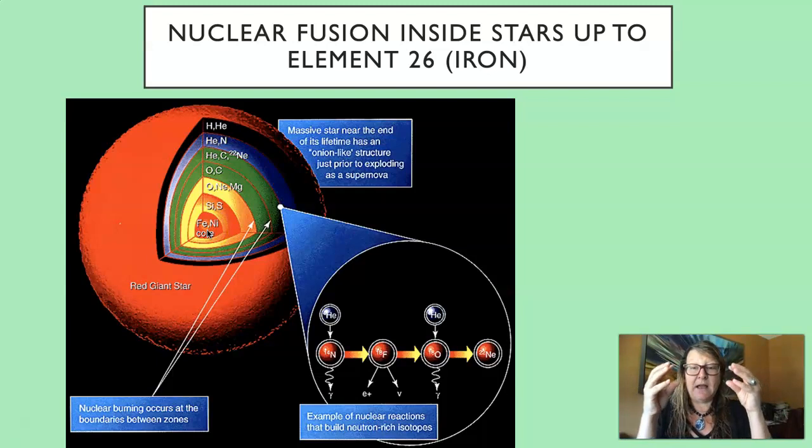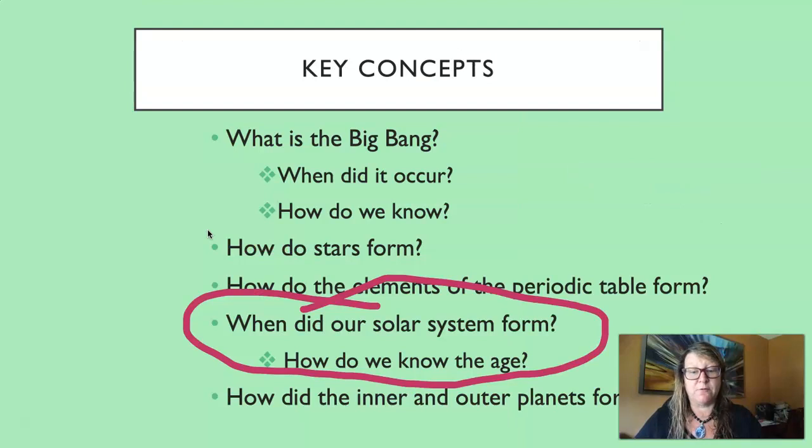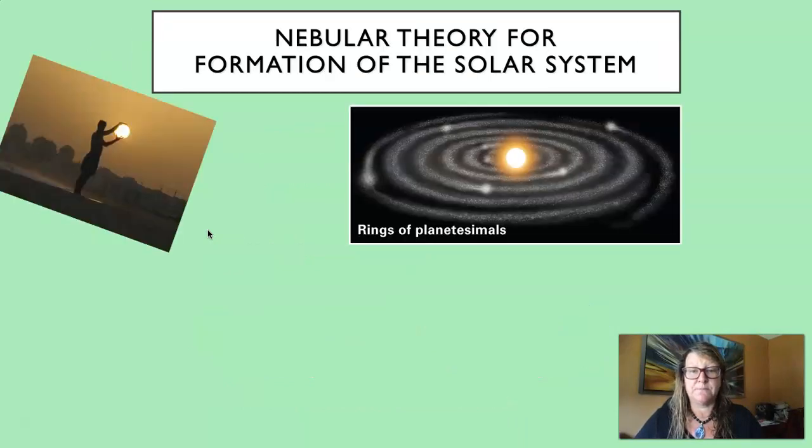Fusion is taking elements and putting them together because the temperature and the pressure are very, very extreme, and so elements can be fused together. Elements greater than number 26, if you recall from the video, are formed during the incredible energetic process of the supernova explosions.